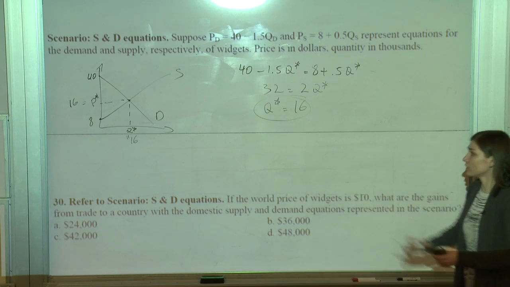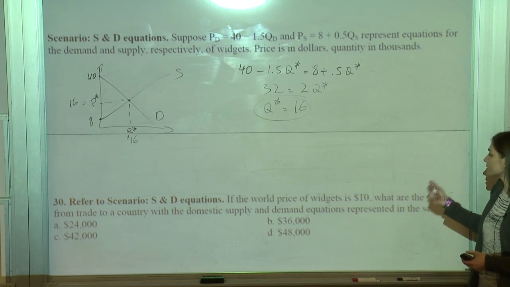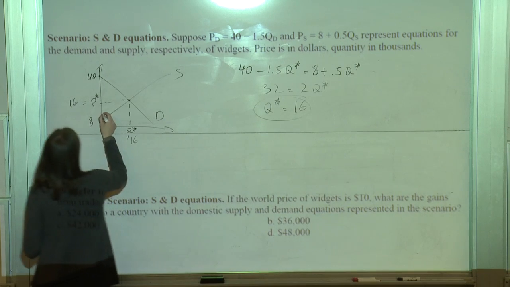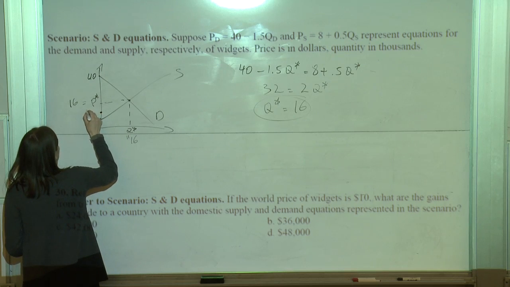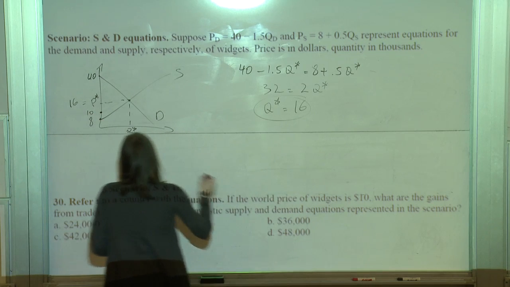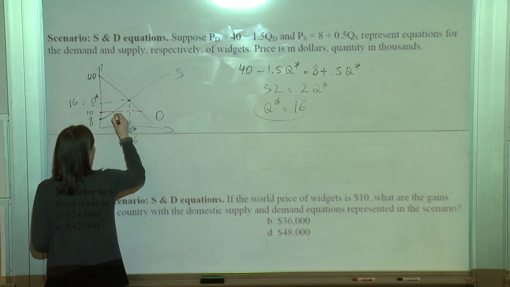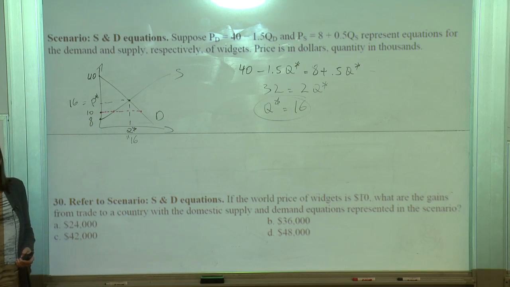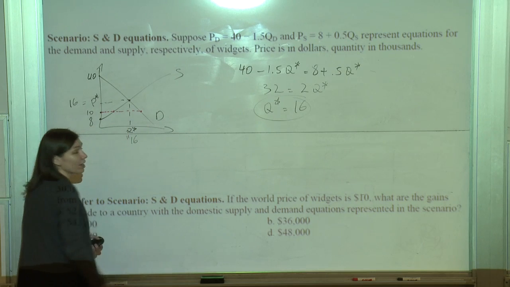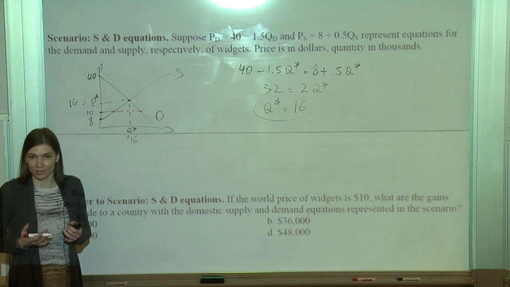So without the international trade, that's what's going to happen in this market. Then the world price is $10, right? So now we know the world price is lower than the equilibrium price in this market. So what are we going to do if we allow for trade? We're going to import or export? Import, right? Because at that price, demand is higher than supply. And what are the gains from trade?